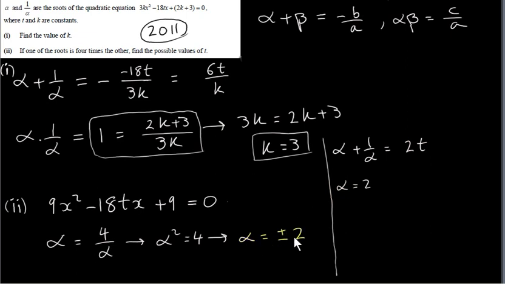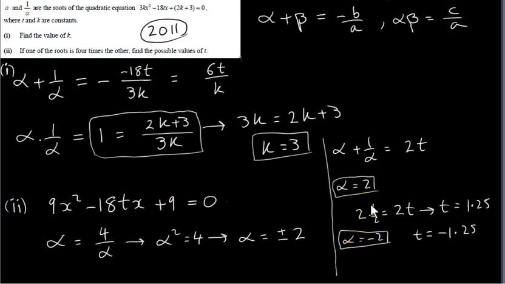We know that alpha is plus or minus 2. Let's take alpha equals 2. So we plug 2 in here, we get 2 plus 1 over 2, that's 2.5. So we get 2.5 equals 2t. So t is 2.5 divided by 2. That's 1.25. If we take alpha equals minus 2 and plug it in, we get minus 2.5 equals 2t, or t equals minus 2.5 divided by 2, which is minus 1.25. So these are the two values of t.